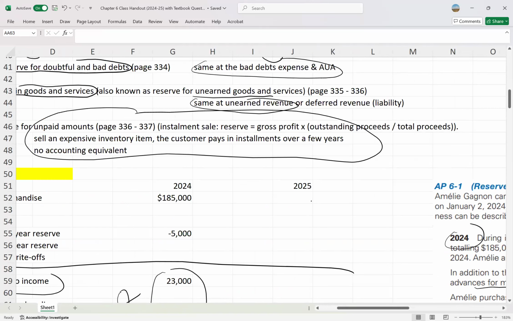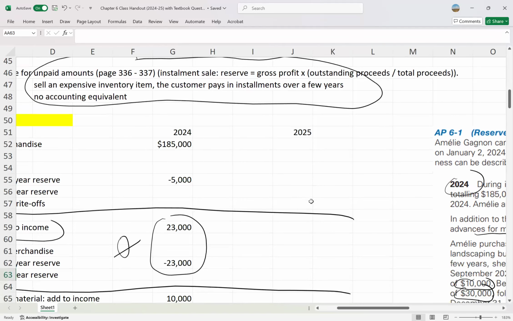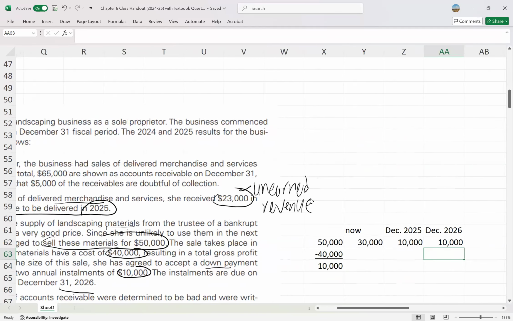The customer is going to pay in installments over a few years. So for accounting purposes, you would include the full 10,000 this year. But for tax purposes, this reserve may apply. So I want to talk a little bit about this reserve. This reserve is called the reserve for unpaid amount.